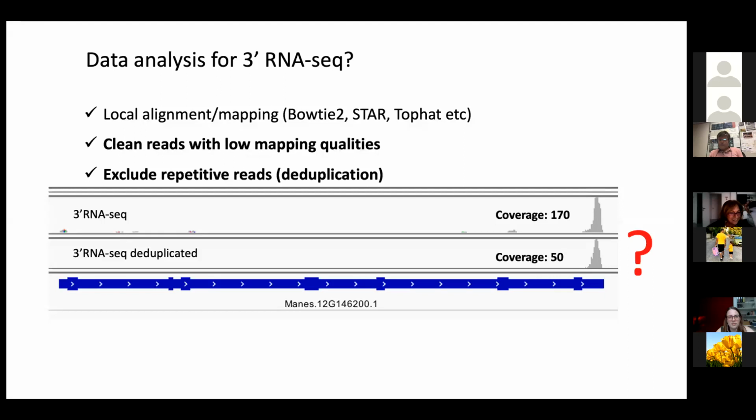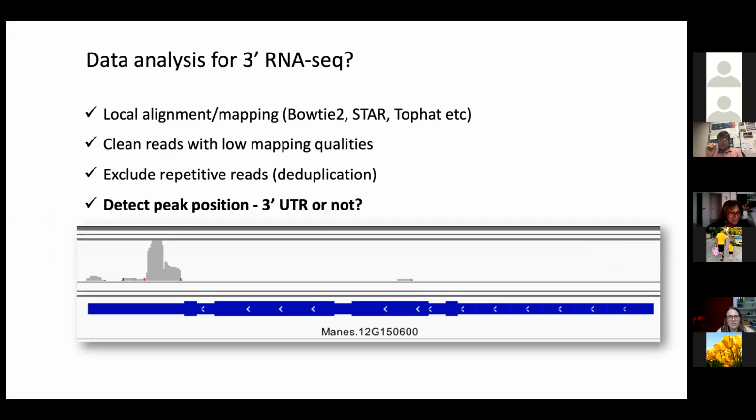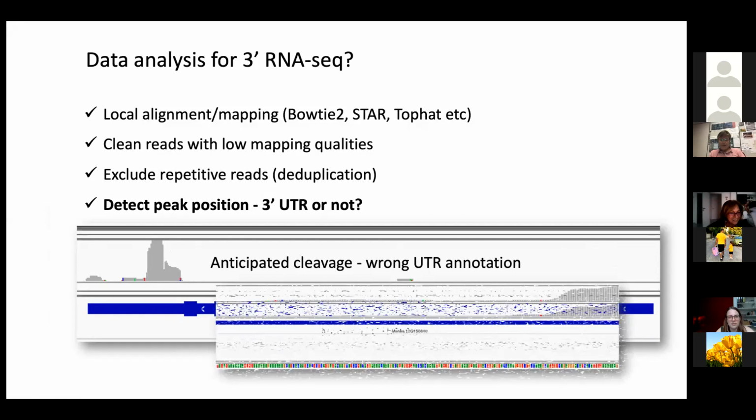So the problem is now like this. Here is another example of a mapping of these 3' RNA sequences, and you see it's mapping somewhere in the middle of my last exon. The question is: is my annotation wrong, or do I have some artifacts that produce me sequencing anyway?